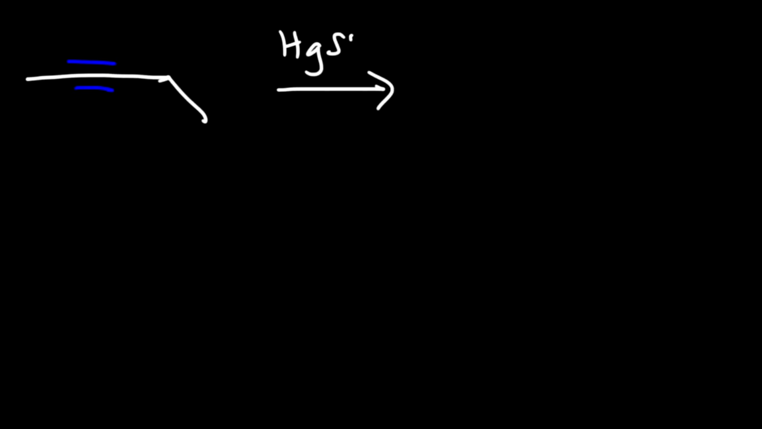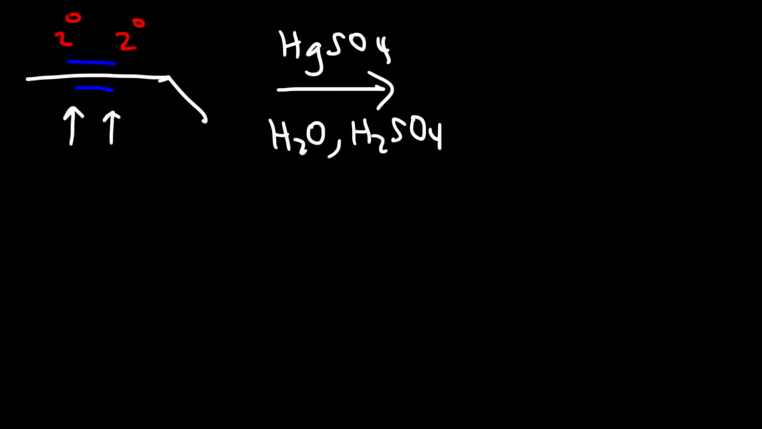Now, what do you think will be the product of this reaction? So let's say we have 2-pentyne, and we're going to react it with mercury sulfate in water and sulfuric acid. So this carbon is secondary and this carbon is secondary. So we have an unsymmetrical alkyne. So because it's equally substituted, we can get a ketone at any one of these two carbons. So we're going to get a mixture of products. We're going to get 2-pentanone and also we'll get 3-pentanone.